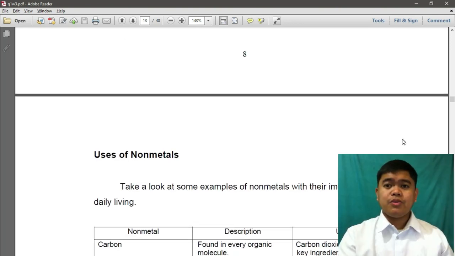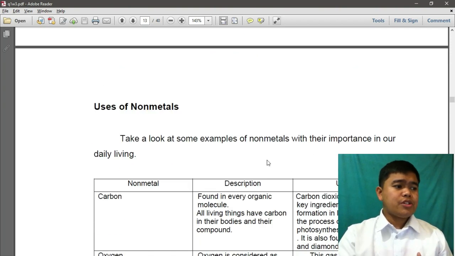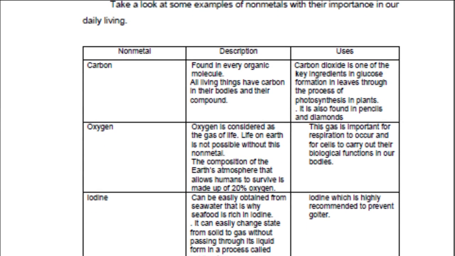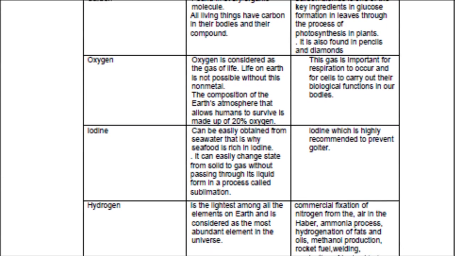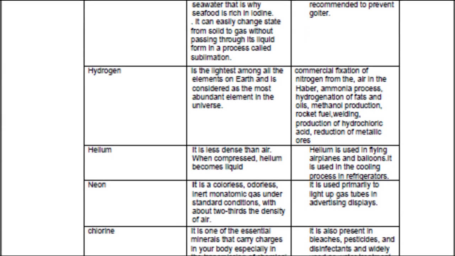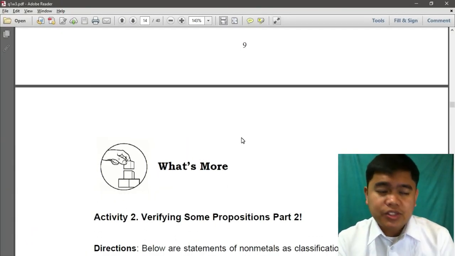Okay, so now let's move on to page 9, uses of nonmetals. As I said a while ago, nonmetals are the exact opposite of metals, but they are also important in our environment. So let's check the uses of nonmetals. Okay, so that's it. Let's move on to page 10.